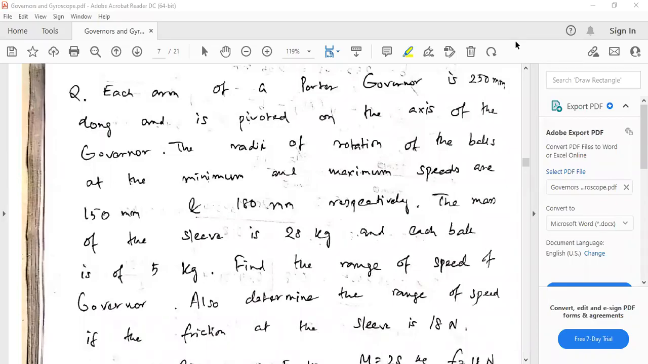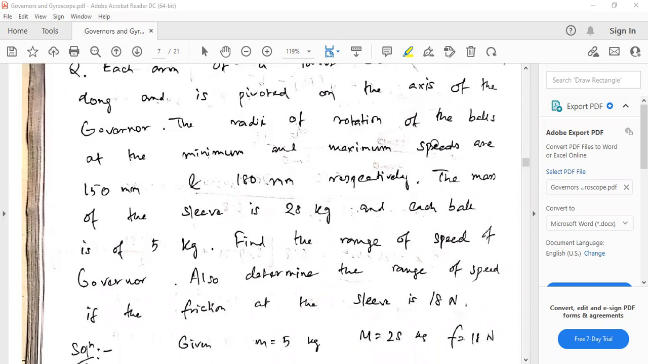Hello students. So we'll be talking about one more numerical of Porter governor. Let's read out the numerical. Each arm of a Porter governor is 250 long and is pivoted on the axis of the governor. So we have four arms of the Porter governor, and the length of each of them is 250 given. The radii of rotation of the balls at the minimum and maximum speeds are 150 and 180.